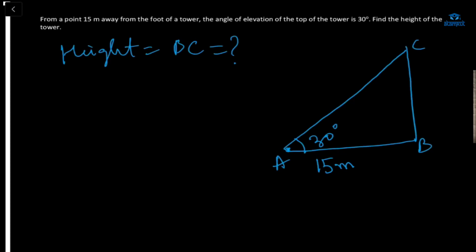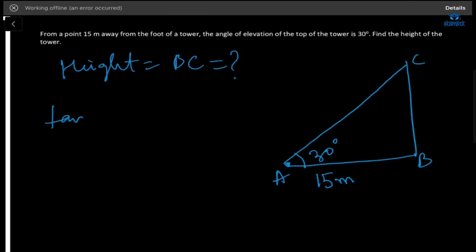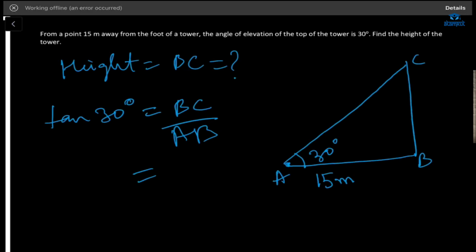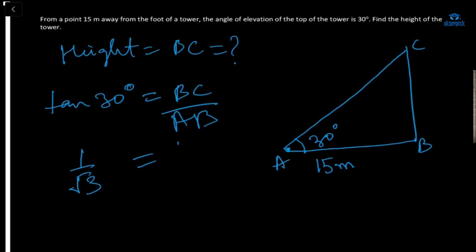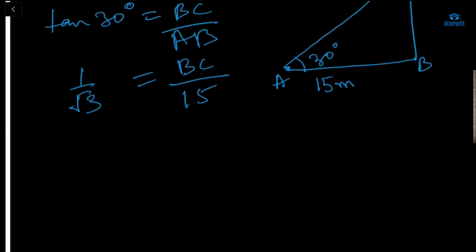Now how can we find out the height of the tower BC? Any idea? Angle of elevation is given, and AB is also given. So how can we? Ma'am, by using tan theta. Okay, very good. Tan theta. Here theta is already given, so tan 30 degree will be equal to BC upon AB. Tan 30 degree value is 1 upon root 3, and BC value is not known, so I am writing BC only, and AB is 15. So BC will be equal to 15 root 3.